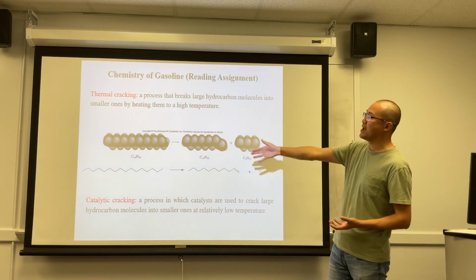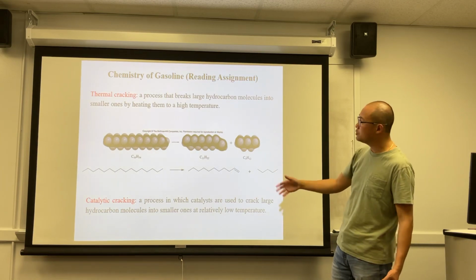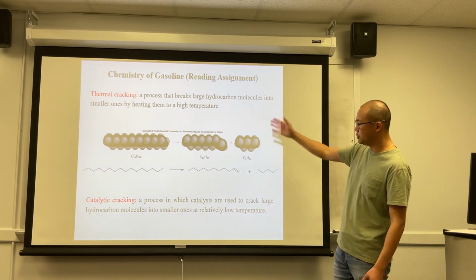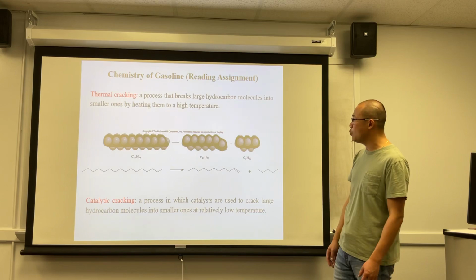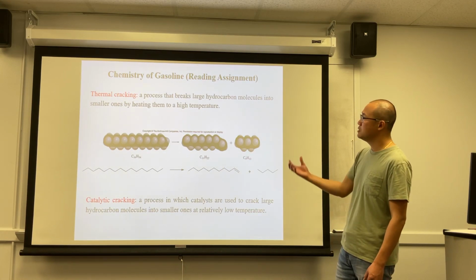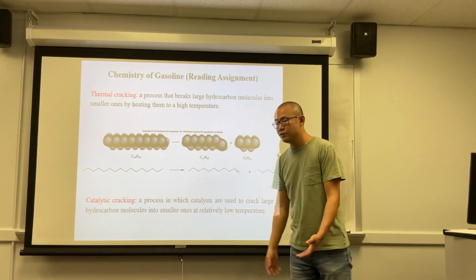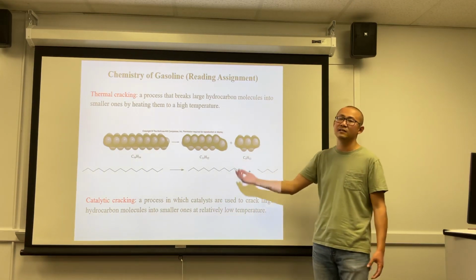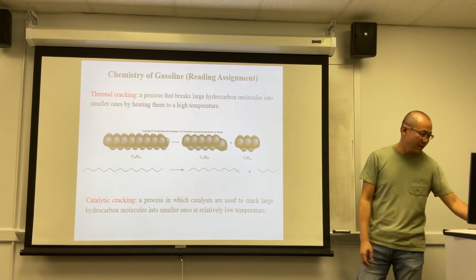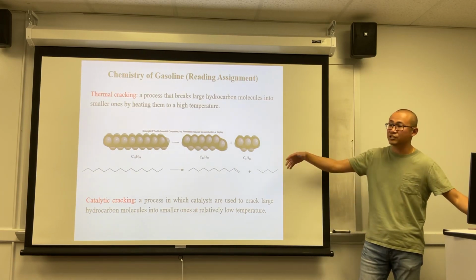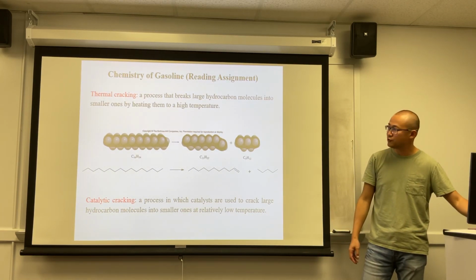In order to break the carbon-carbon bond to achieve cracking, there are 2 types of technologies. One is thermal cracking, which means using high temperature, a lot of heat. Another is to use a catalyst so that the cracking doesn't have to be at such high temperature. That's one of the common reactions used in the oil industry.